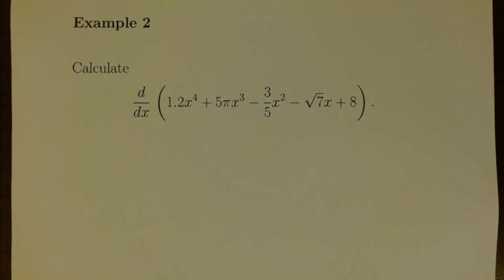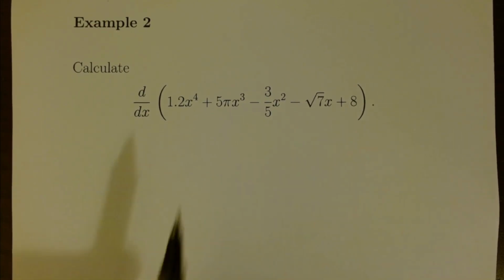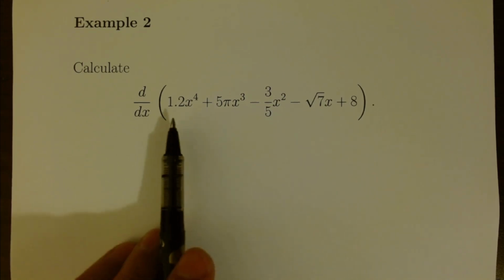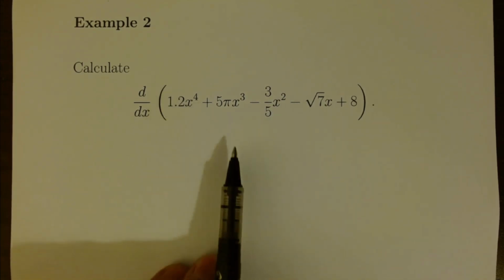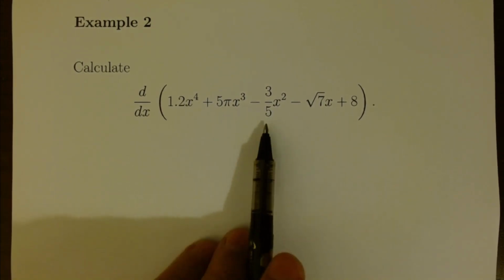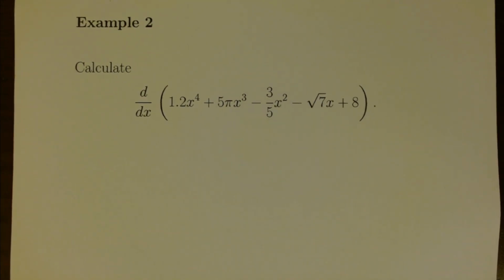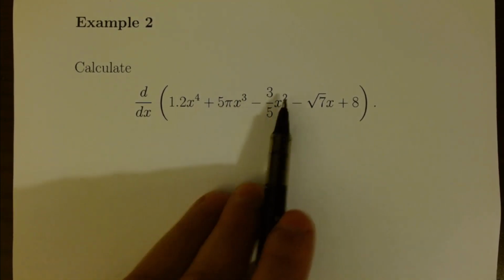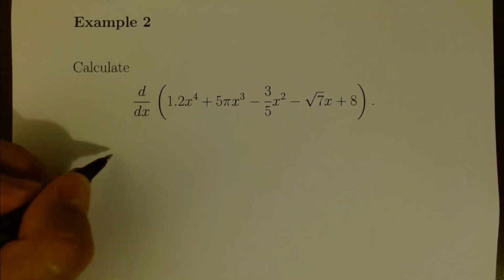Okay, example number 2. And here we have a polynomial. This has some decimals, has a pi there, there's a fraction, and there's a surd. But it's still just a polynomial, and when you differentiate it's just the same rules. The powers come down and multiply the numbers. So we can begin term by term.